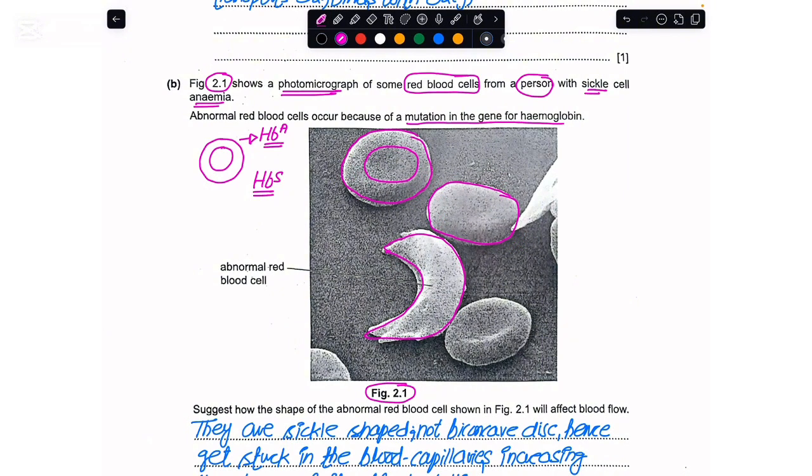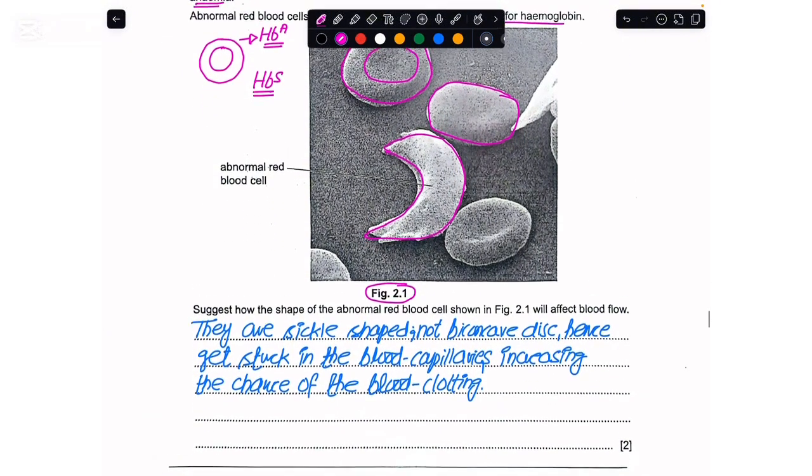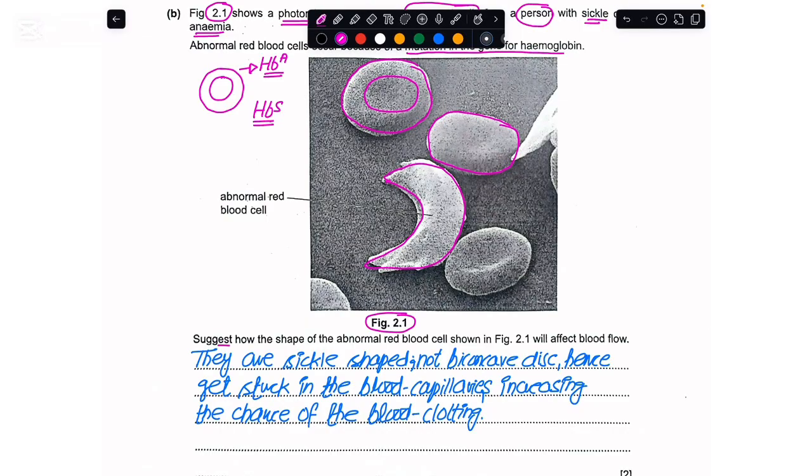Now for the 2 marks, they are asking for your suggestion of how the shape of the abnormal red blood cell, which they have shown in figure 2.1, would affect the blood flow. Now we know that we have got the arteries. These arteries divide into the arterioles. Then we have these miniature blood vessels, the blood capillaries. Then moving onward, we have the venules, and then the veins.